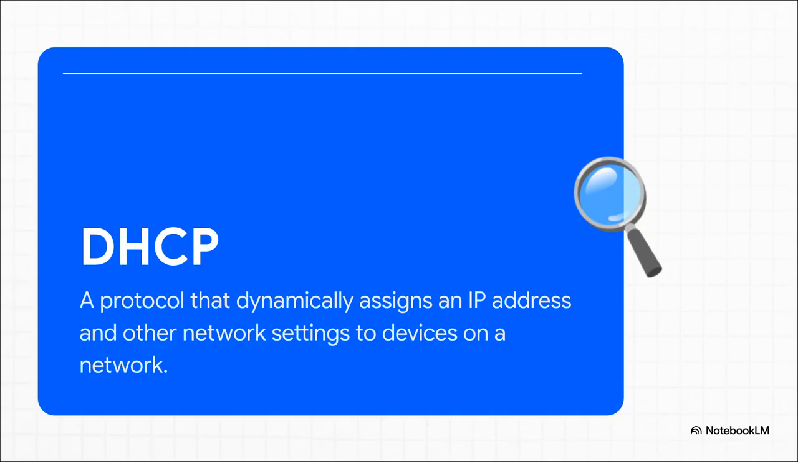The first one is DHCP. The best way to think about this is like the front desk at a hotel. The second you connect to a Wi-Fi network, DHCP is the concierge that says, "Welcome, let me find you an empty room." It then hands you a key, and that key is your temporary IP address. It's totally dynamic, completely automatic, and it's what makes just connecting to a network so seamless.